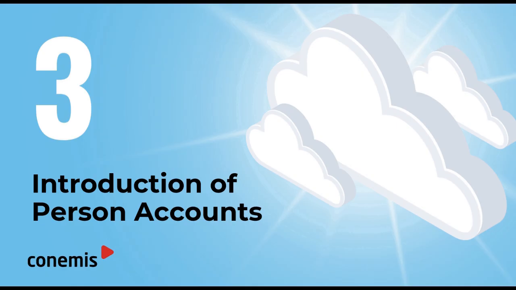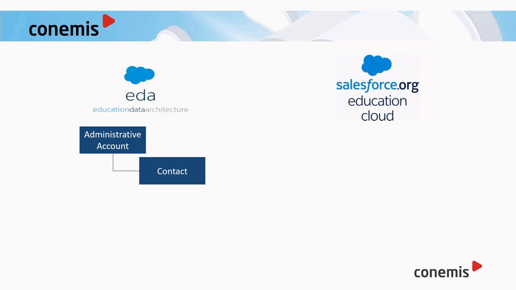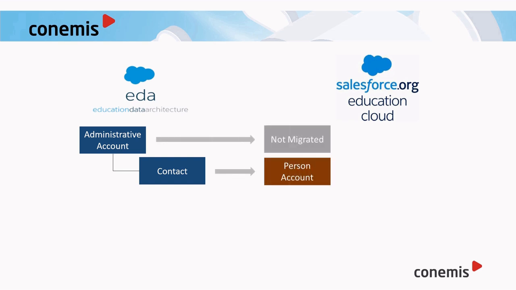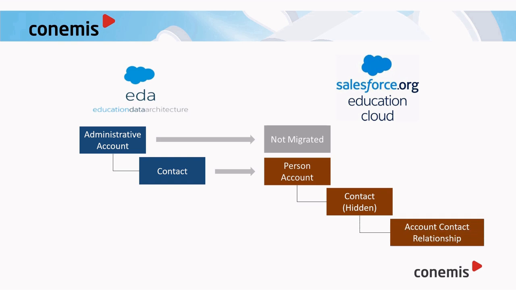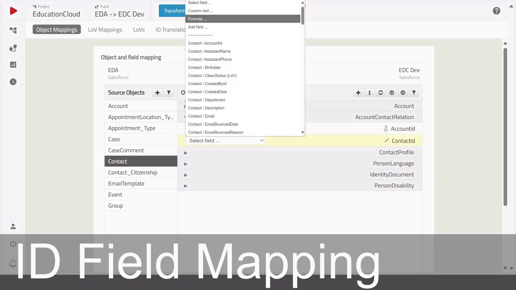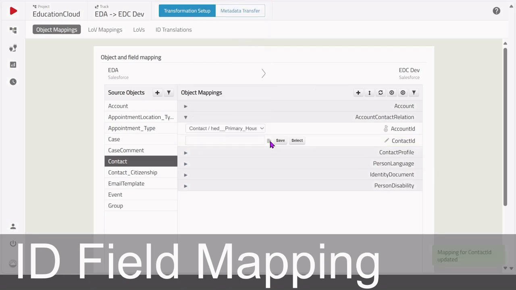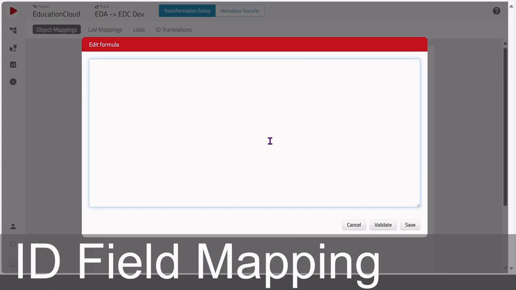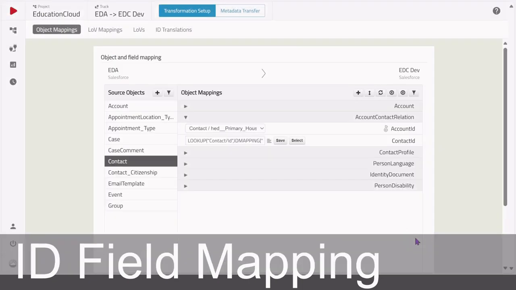The second major challenge in migrating from EDA to EDC is contact migration. In EDC, personal information for students and faculty is managed through person accounts, a record type within accounts that automatically generates a contact record. However, loading associated data like account contact relationships with traditional tools often involves tedious manual work, including mapping and correcting contact record IDs. conemis simplifies this process with its formula feature, which automates ID mapping, significantly reducing manual effort and the risk of errors. This ensures a seamless migration of contact data, enabling smoother transitions to EDC.